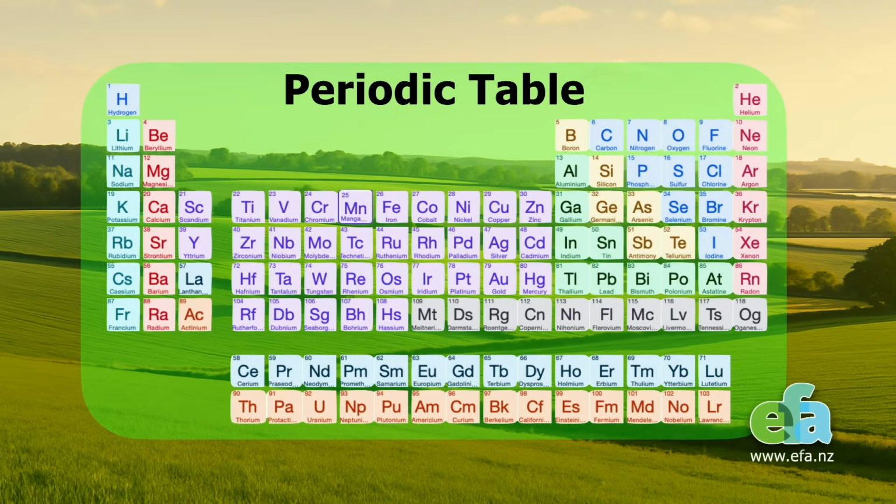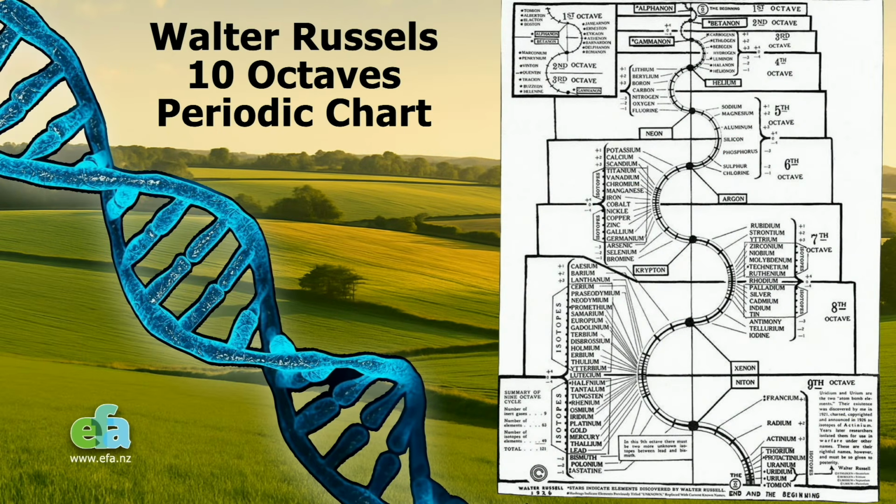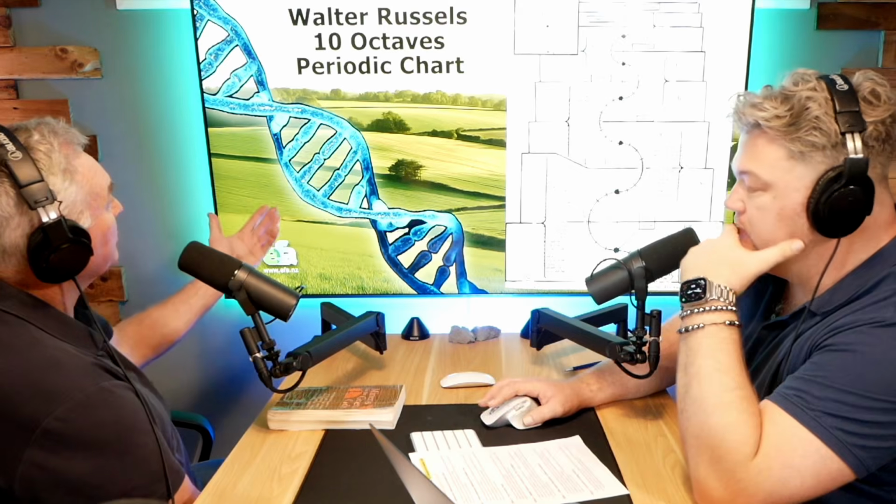So let's move on and show the platform of how this works, or how I see it working anyway. And it's not the periodic table we need to look at this point, is it? Because, as we said before, it's a two-dimensional understanding of what we're about to hit. What we're about to see is a far greater understanding, because Walter Russell came up with the 10 octaves concept. Okay, so we'll go back to the periodic table.